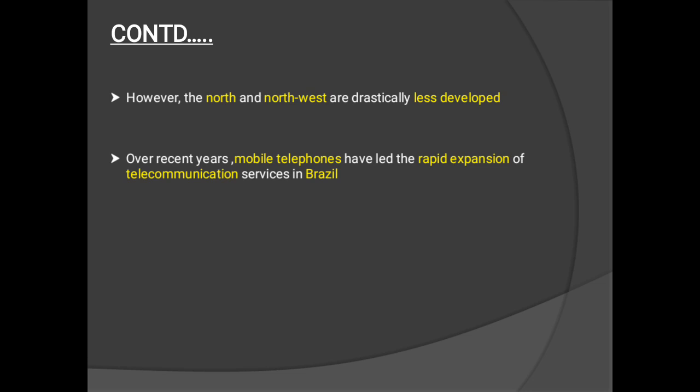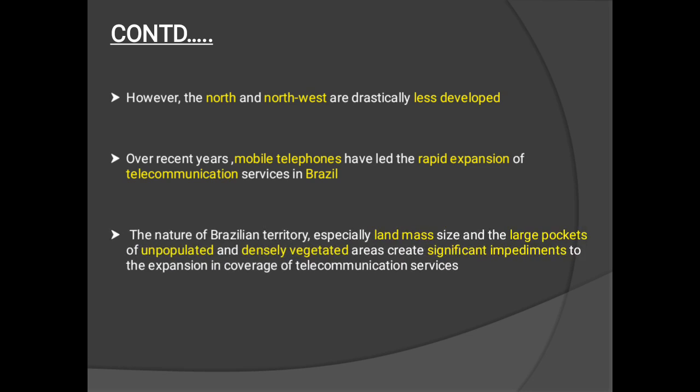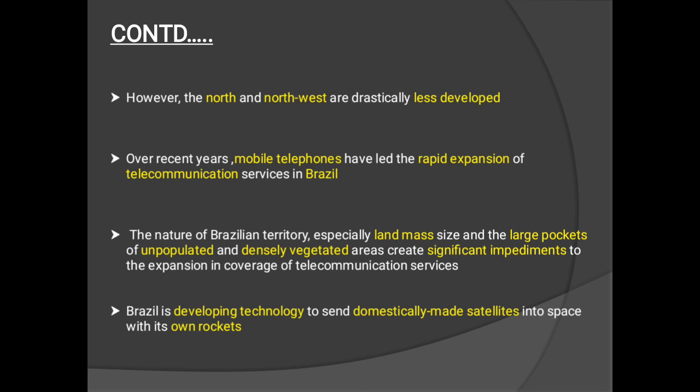Over recent years, mobile telephones have led the rapid expansion of telecommunication services in Brazil. The nature of Brazilian territory, especially landmass size and the large pockets of unpopulated and densely vegetated areas, create significant impediments to the expansion in coverage of telecommunication services. By impediments, you mean barriers. Brazil is developing technology to send domestically made satellites into space with its own rockets.